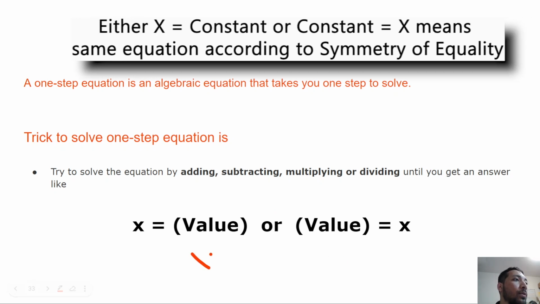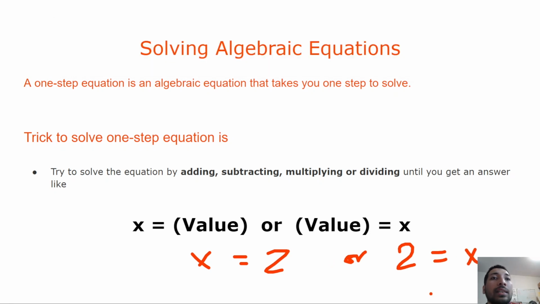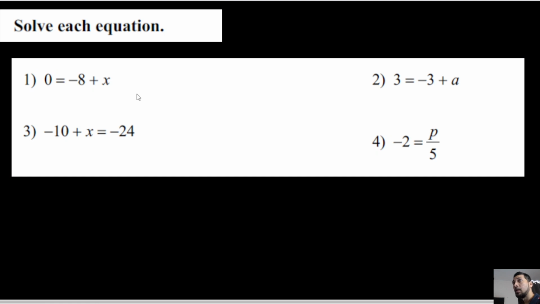Remember, x equals 2 is the same as 2 equals x. Both are representing the same meaning. Here we have a few one-step equation problems. Let's see how we can solve these problems. Number 1, it's 0 equals -8 plus x.